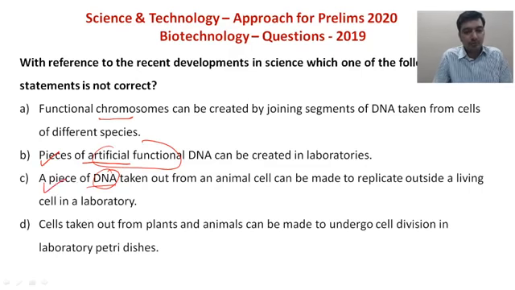Then, cells taken out from plants and animals can be made to undergo cell division in the laboratory petri dishes. What are we talking about here? Can we multiply cells outside the body? Yes, we can. This is tissue culture. They're talking about lab meat, clean meat. This is all about this.